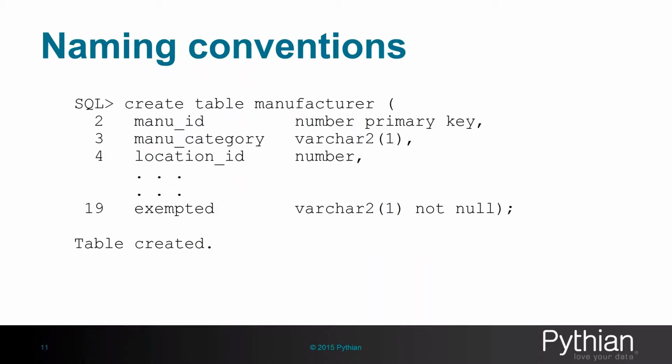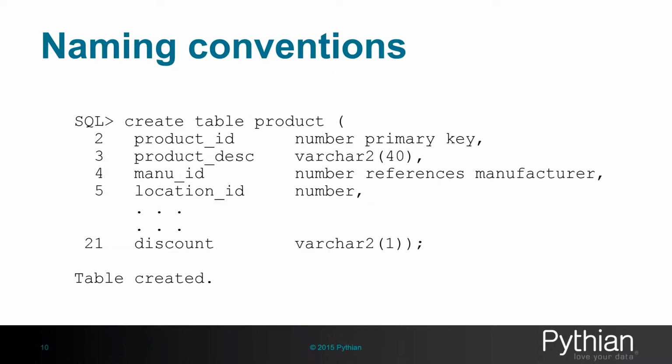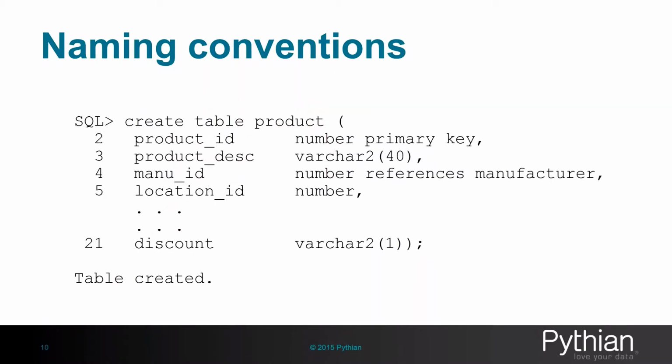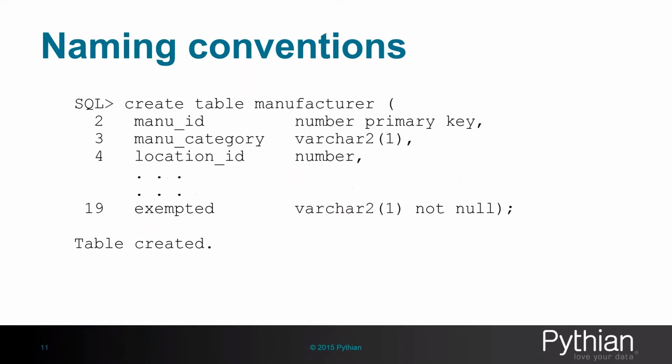Besides the fact that these slides are backwards, we would have to create the manufacturer table before we created the child table, so that the rows in the child table could reference the manu ID in the parent table. The exempted column 19 has a not null constraint laid on top of it automatically as the table is created.